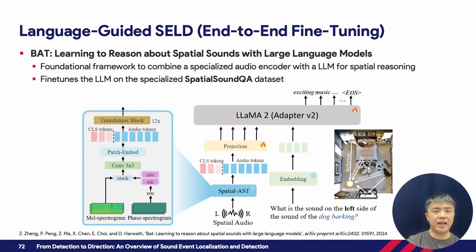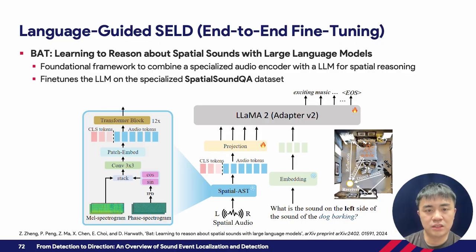So first, let's take a look at the end-to-end fine-tuning approach. The foundational framework here is the BAT model. As the diagram shows, this approach connects a specialized spatial audio encoder directly to an LLM. The audio encoder's output tokens are projected into the LLM's embedding space and act as a soft prompt. So this entire system is then fine-tuned on a large, custom-generated question-answering dataset.